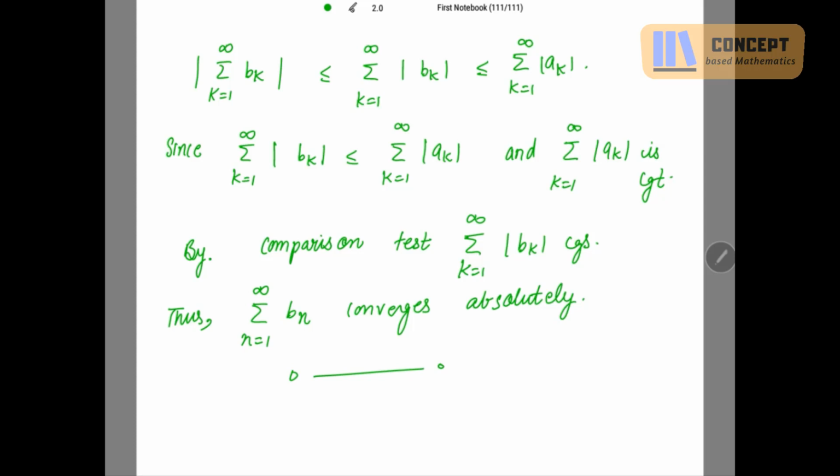Right, so we use the comparison test to prove this series converges absolutely. Right, simple steps.